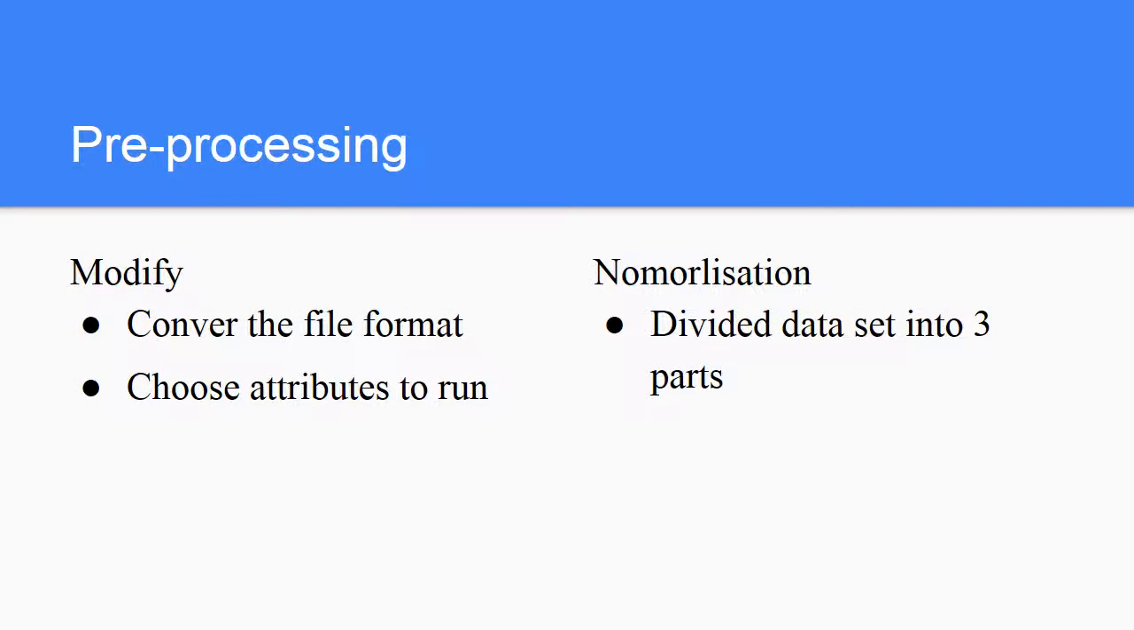About pre-processing, first we will do modification: we will convert the file format online and start to run the dataset. After that, we will do normalization, and we will divide the dataset into three parts by different regions, and we will have three different results from the dataset.